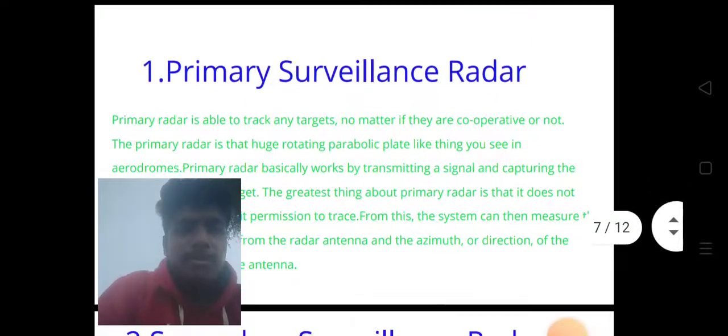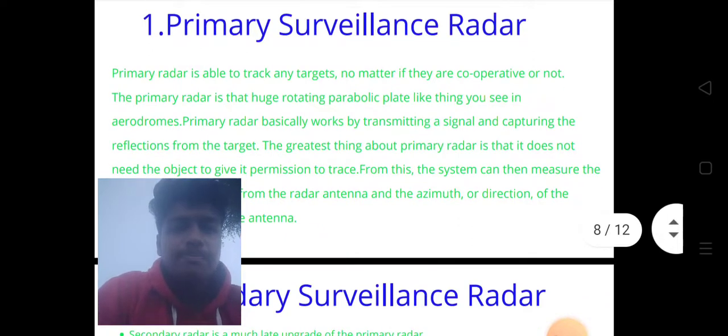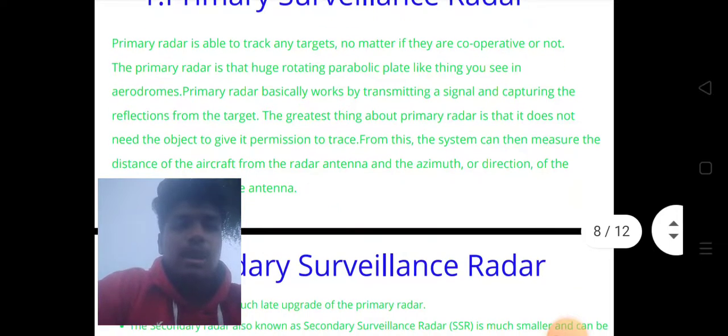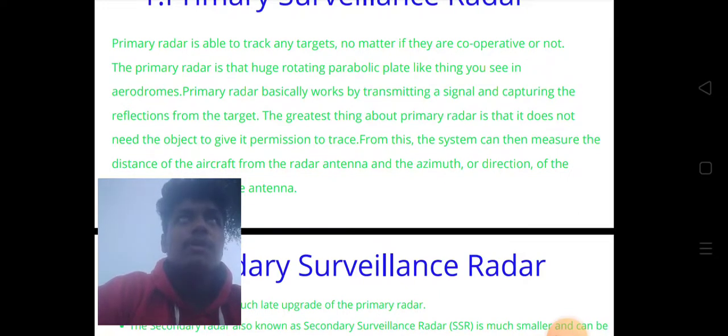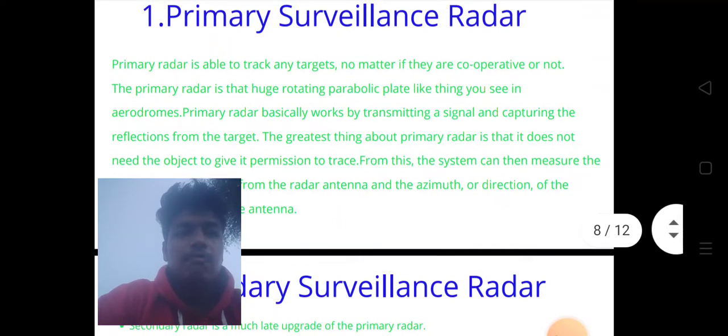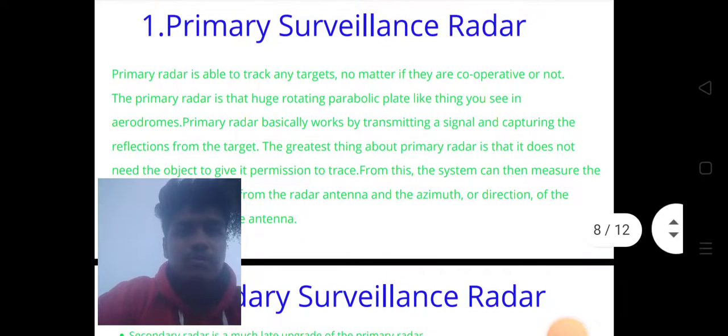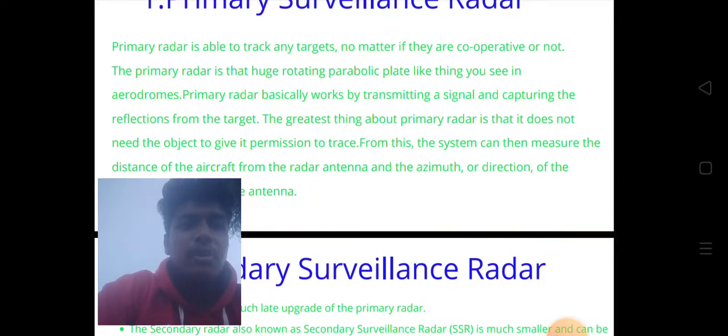Firstly, primary surveillance radar. Primary radar means we can target any aircraft, or get information, without cooperation. For example, if we send a request to a person but he doesn't respond to us, we can still trace him. Primary surveillance radar works like that. So primary radar is able to track any targets no matter if they are cooperative or not.